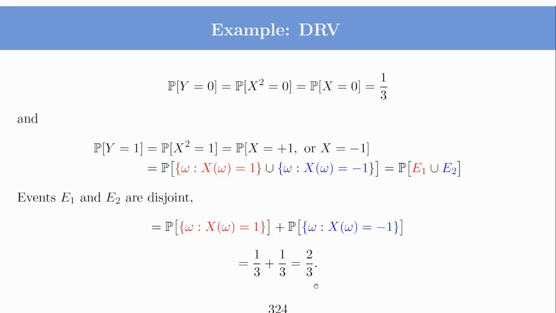So now we know that y takes two values, 0 and 1. 0 it takes with probability 1/3 and 1 it takes with probability 2/3. So this is the way you can calculate the distribution of any transformation of a discrete random variable. First find out the range of this new random variable, and then for each value just find out what x it maps to, and then add the probabilities of all such omegas, and you will get the answer.